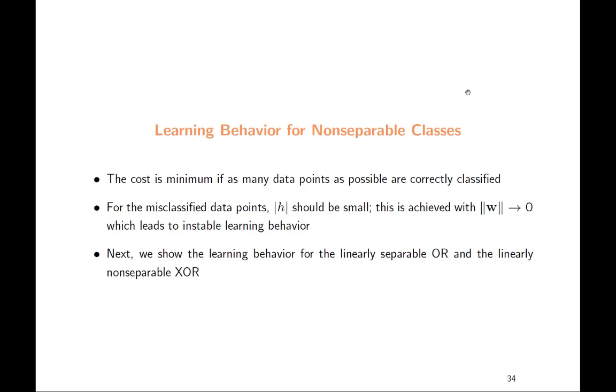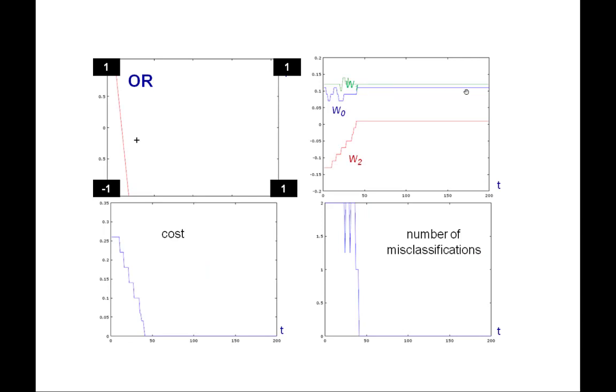Okay, now we show some examples of how this behaves. The first example is the OR, which is linearly separable. And so this is the separating hyperplane. It is learning. So here this is classified as -1, and everything to the right is classified as 1.